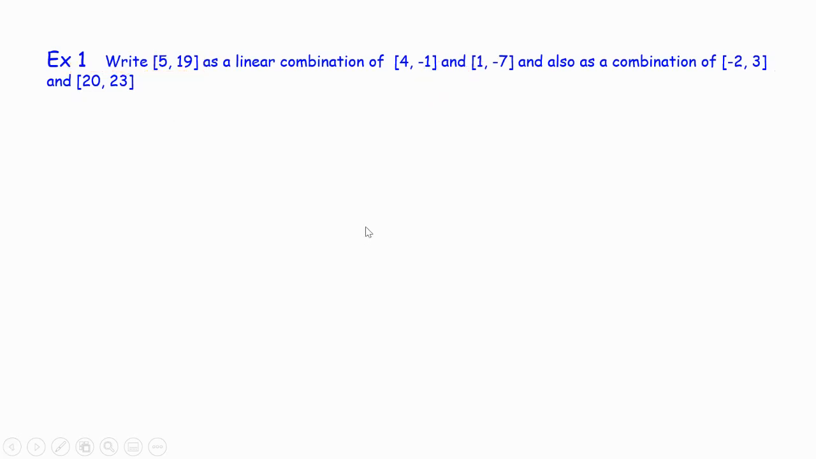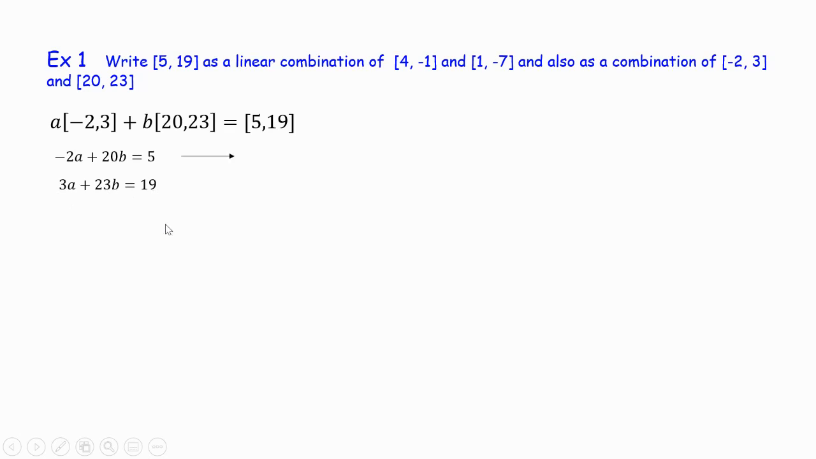Okay, so here comes the calculation. Same thing, a times (-2,3) and b times (20,23), and I'm going to go through the process again. So -2a plus 20b equals 5, 3a plus 23b equals 19. And then what I did in my case, I'll tell you what I did, is I multiplied the top equation by 3, and I multiplied the bottom equation by -2.